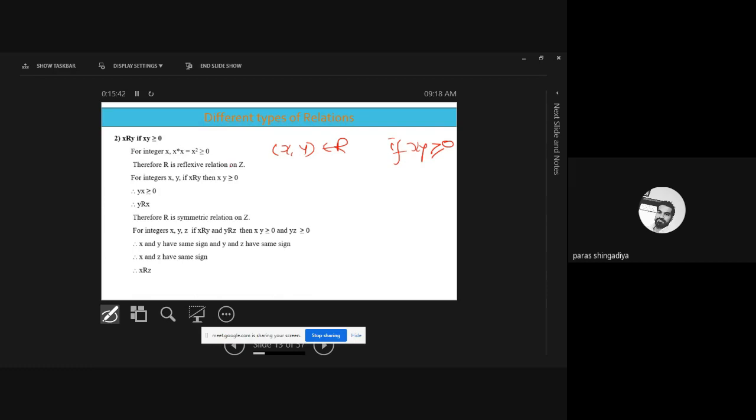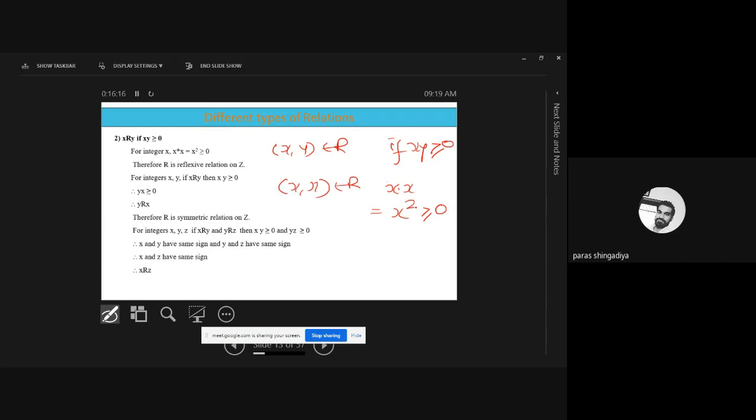Clear? So for reflexive, we'll check (x, x) belongs to R. (x, x) should be part of R, meaning (x, y) belongs to R if x dot y is greater than or equal to 0. If we consider the same value in both places, what will be the formation? That is x dot x, which will be x square. And for any x belonging to Z, the value of x square is always greater than or equal to 0.